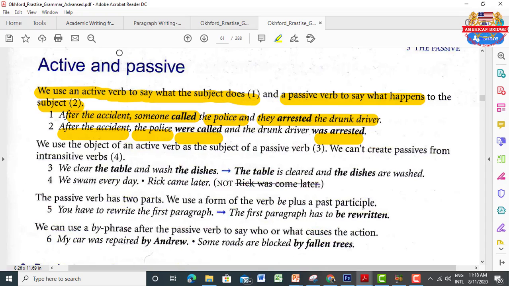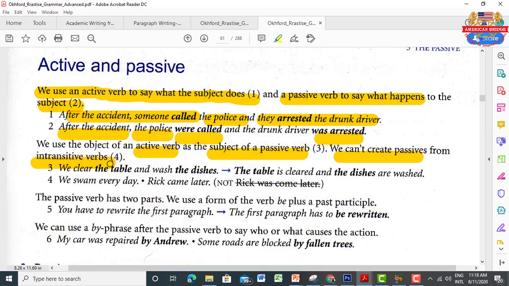So the object of an active verb becomes the subject of the passive verb. And number 3, you have to know that we can create the passive form only from a transitive verb, not from an intransitive verb. In English, verbs divide into two: transitive verbs and intransitive verbs. A transitive verb is a verb that has an object, and an intransitive verb is a verb that has no object.